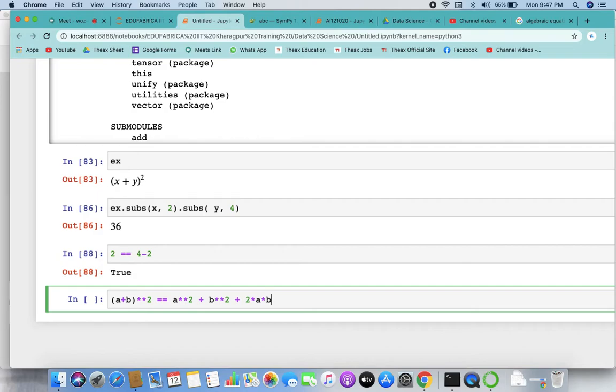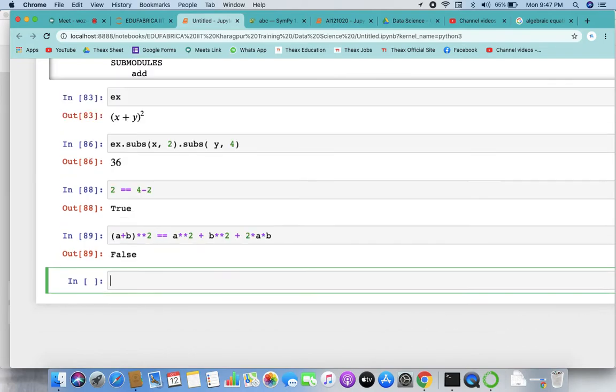Correct. Everyone is going with correct. Okay, so (a plus b) whole square equals a square plus b square plus 2ab. What does it make sense? Basically, two variables getting squared, giving the result as a square plus b square plus 2ab. But if I run this, I get the result as false.